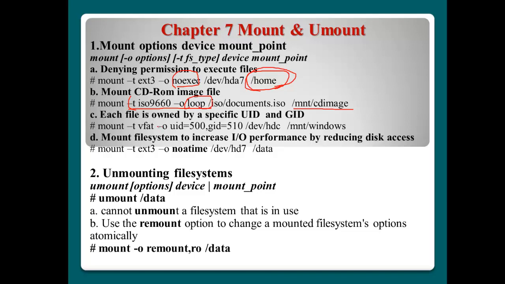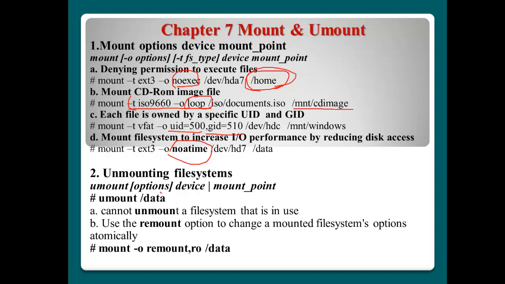C, each file is owned by a specific user. If we want to configure a mount point owned by a specific UID and GID, in this case we can use this option, uid=500, gid=510, like this. D, we want the file system to increase input/output performance by reducing disk access. In this case, we can use this option, noatime, like this.